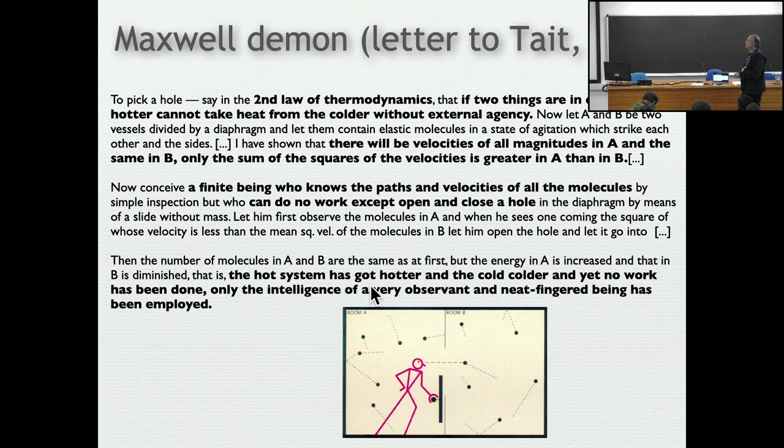The hot system got hotter and the cold colder, and yet no work has been done. Only the intelligence of a very observant and neat-fingered being has been employed. It's amazing how, in this single sentence, Maxwell precisely describes the problem. First, intelligence, because many people started to think intelligence is necessary here. It's not necessary. Second, observant: information. You need to measure. You need to gather information from the system. And third, neat-fingered: operationally, you can manipulate things of the size of molecules.